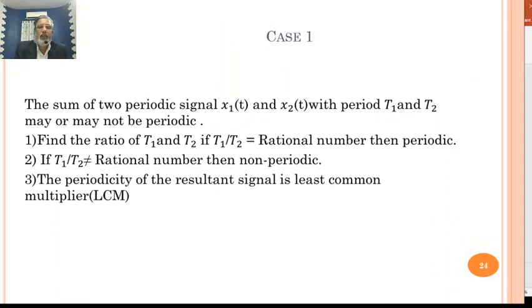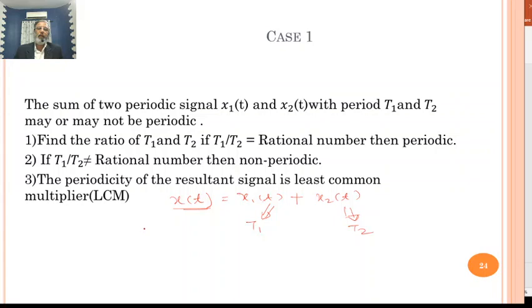Now case 1. Here we will consider the two signals x1 of t and x2 of t. Both signals are periodic, and the fundamental period of the first signal is T1 and the fundamental period of the second signal is T2. Now if we add these two signals x1 of t and x2 of t, we get a new signal, x of t. Now x of t may or may not be periodic. We have to find out whether this x of t is periodic or non-periodic.